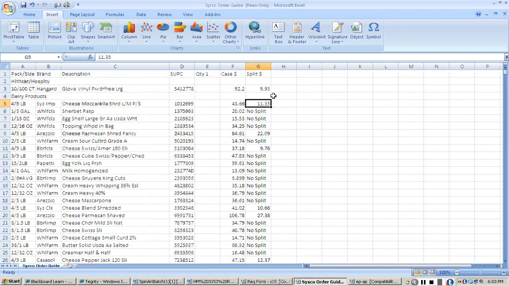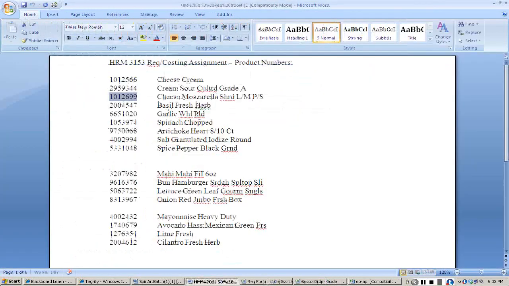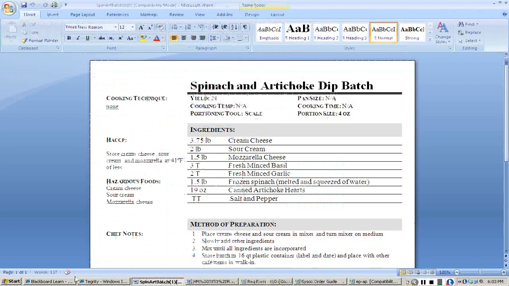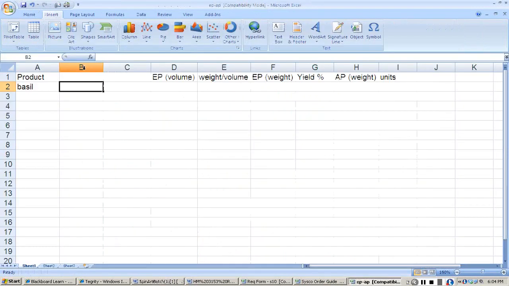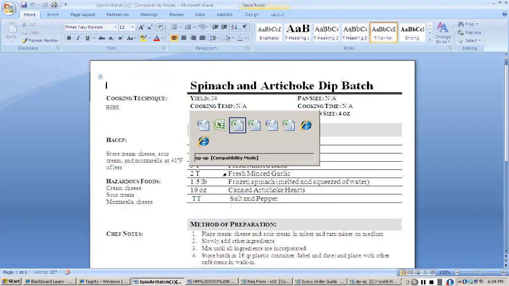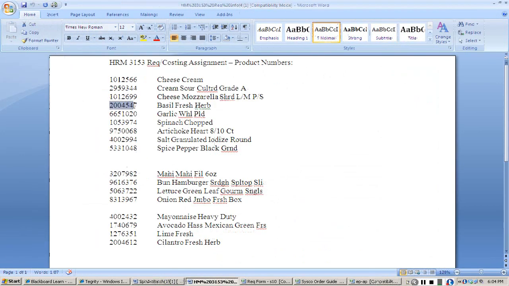Alright, next on the recipe is 3 tablespoons fresh minced basil. So this is the complicated part. I've got another form open here. So I'm going to have basil. I need 3 tablespoons. Find my info for the basil.